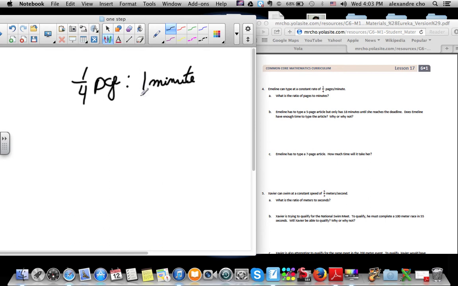Okay. Emmeline has to type a 5-page article, but only has 18 minutes until she reaches the deadline. Does she have enough time to type this article? Alright, so let's set it up. Now, if you write it as a fraction, you get 1/4, okay, over 1 minute. Okay, and then she's typing 5 pages.